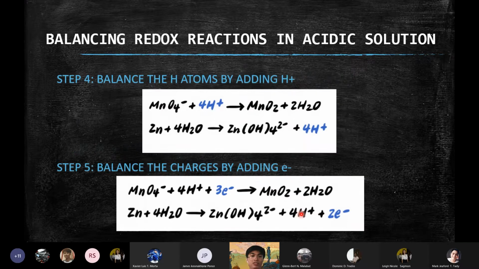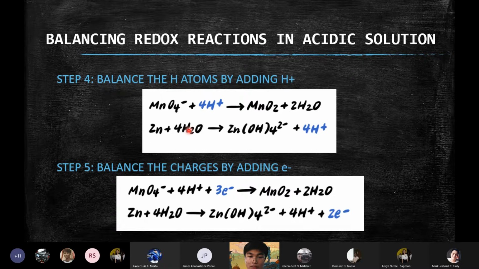The next step is we need to balance the hydrogen atoms. In the previous step, we balanced the oxygen by adding H2O. Now we need to balance the hydrogen atoms by adding H+. Originally there is no H+ here, only on the product side because we added H2O. So there is 2 times 2, there will be 4 hydrogen atoms on the product side. In order to balance that, we need to add 4 H+ on the product side. So 4 and 4, they are balanced.